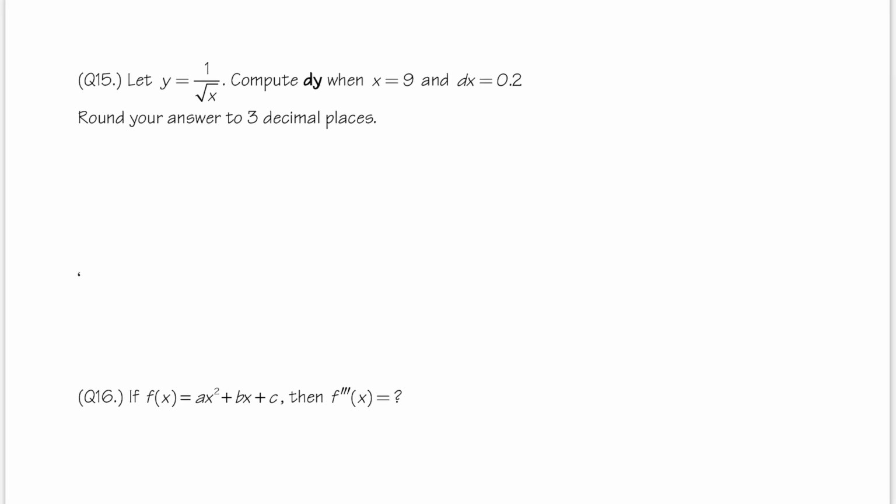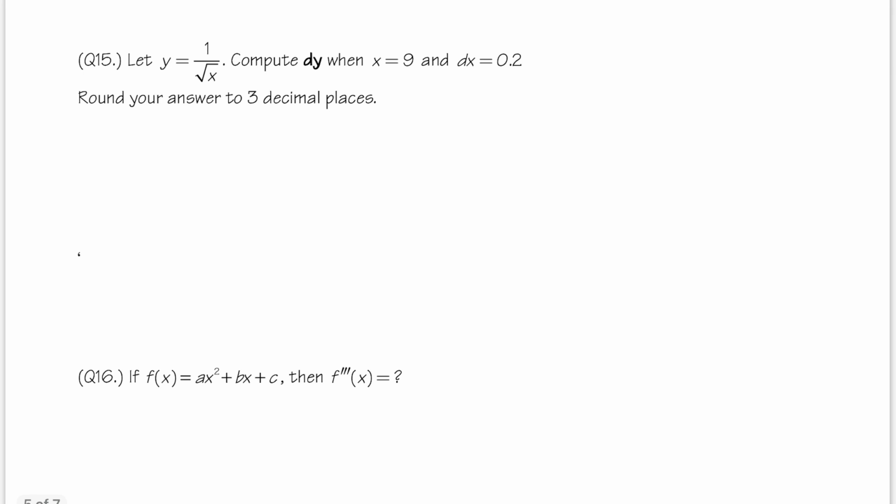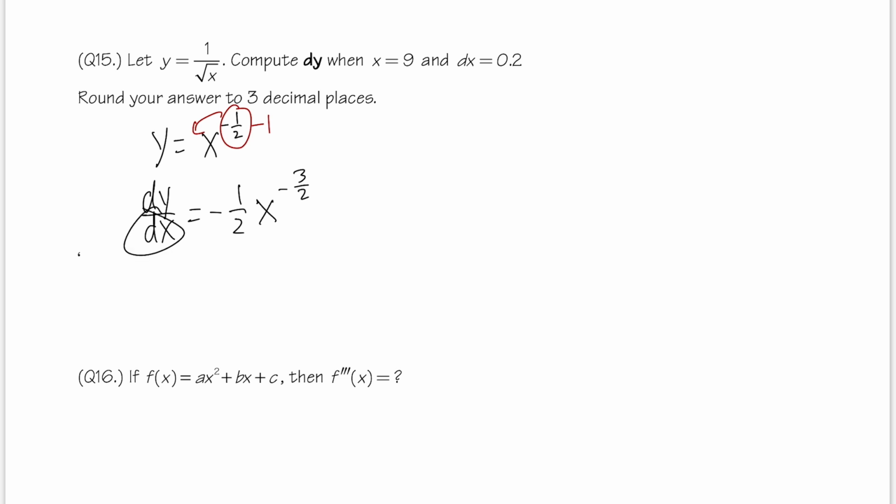Alright, number 15, another differential equation. So here's the deal. Y is 1 over square root of x, but let's write it as x to the negative 1/2 power, so that we can just use the power rule. Bring this to the front and then minus 1. So dy/dx is just going to be negative 1 over 2, and then we have x to the negative 1/2 minus 1, that will give us negative 3 over 2. And remember, we want to get the differential dy. So you can just multiply the dx on both sides. So this right here just tells us that dy equals -1/2.